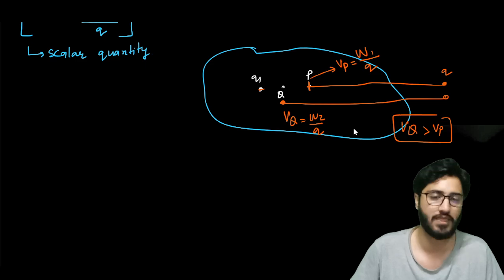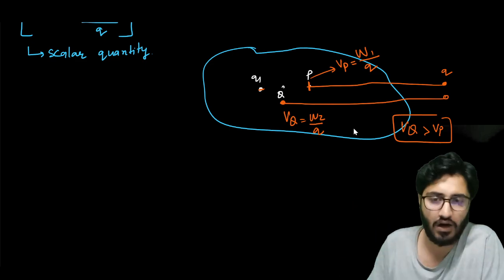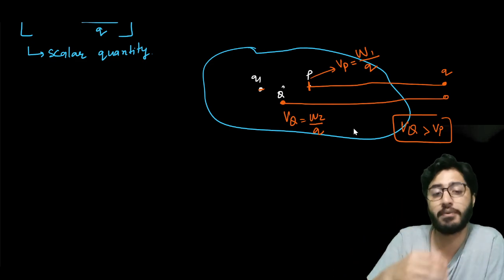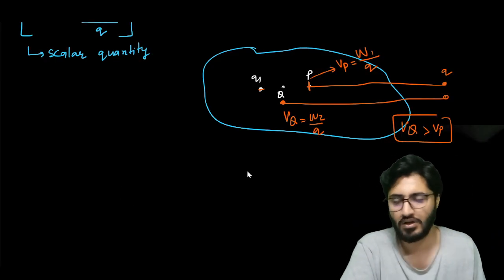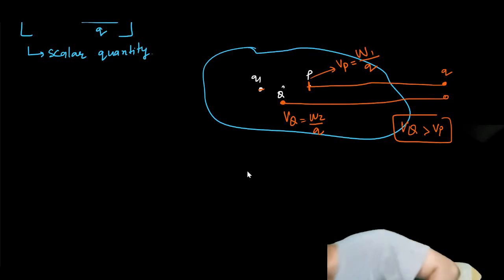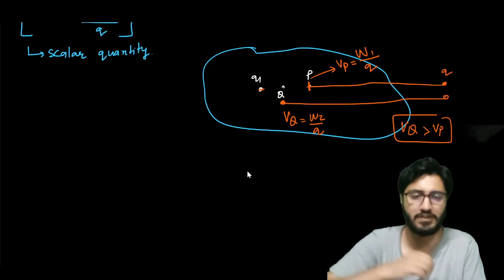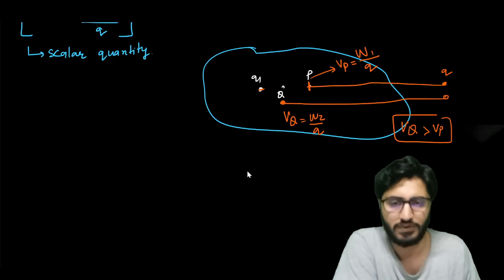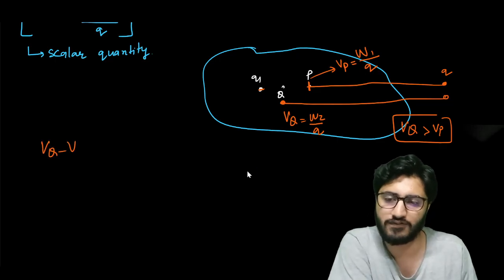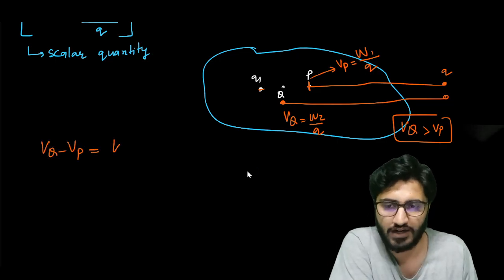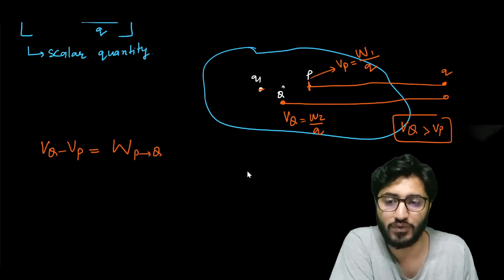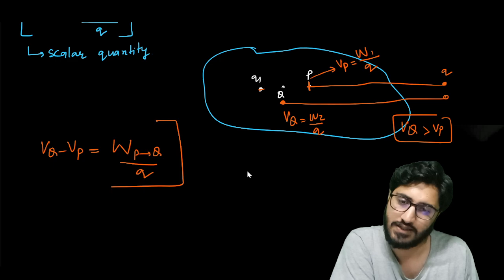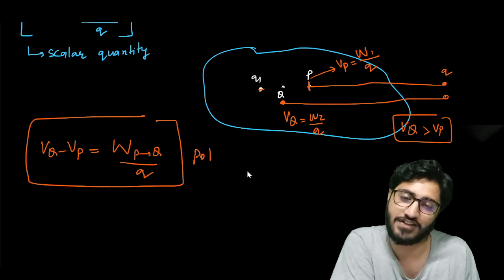But how much? We know that VQ will be more than VP, because the repulsion at Q will be more than at P. But how many times? So what is the difference between these two? The difference would be VQ minus VP equals the work done in bringing a charged particle from P to Q, divided by Q. This is my potential difference.